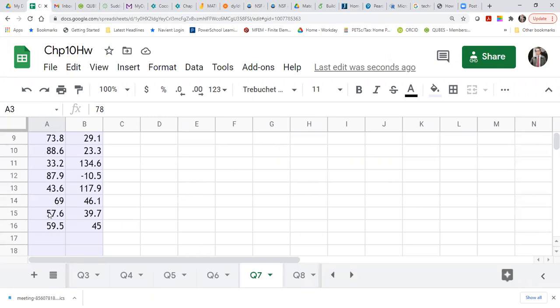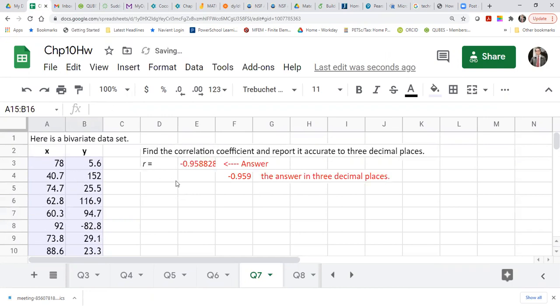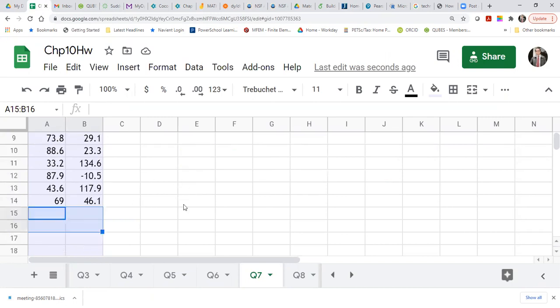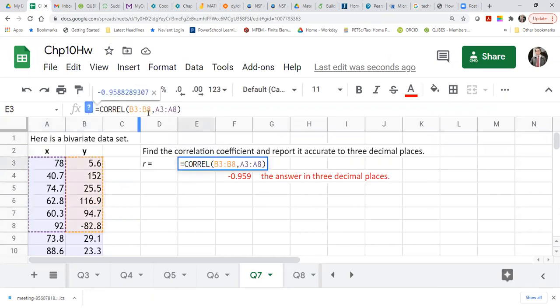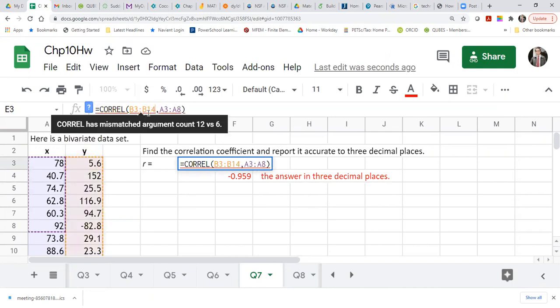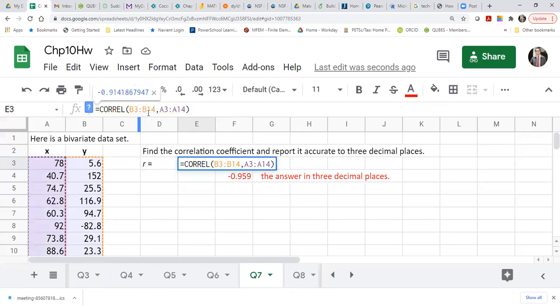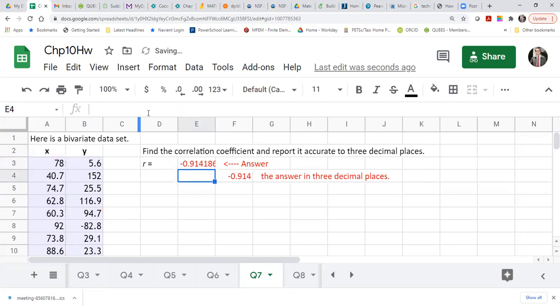Oh, up to here, okay. It's not included this one. Okay, so be careful. So you need to highlight and then press the delete button. Okay. Oh, you need to change the formula, the data is from 3 to 14. Okay. So make sure you change this from B3 to B14 and from A3 to A14. Okay. So this will give you the correct answer.